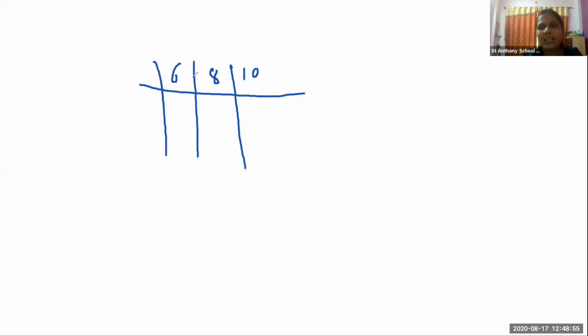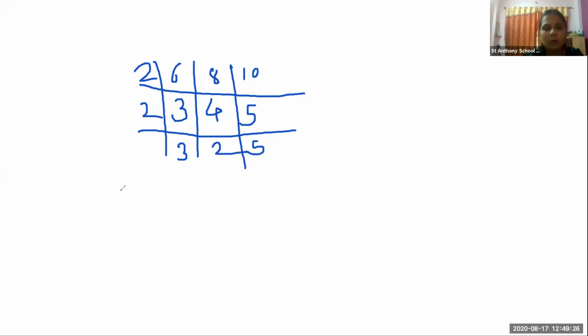Now here 6 is there, 8 is there, and 10 is there. Now by which number will it divide? 2. 2 3s are 6, 2 4s are 8, and 2 5s are 10. Now here again 4 and 5 are there. So we'll divide by 2. 3 cannot be divided by 2, so 3 remains as it is. But 4 can be divided by 2, so 2 2s are 4. And 5 cannot be divided by 2, so 5 remains as it is.